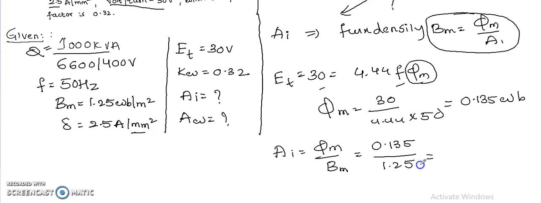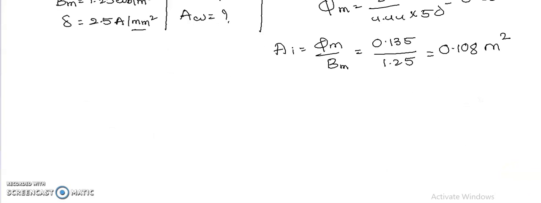So that will be equal to 0.108 meter square. It is a flux density. So AI will be 0.108 meter square. Right? AI is calculated. What is next thing? AW is the left out. How to calculate that? Using Q formula.